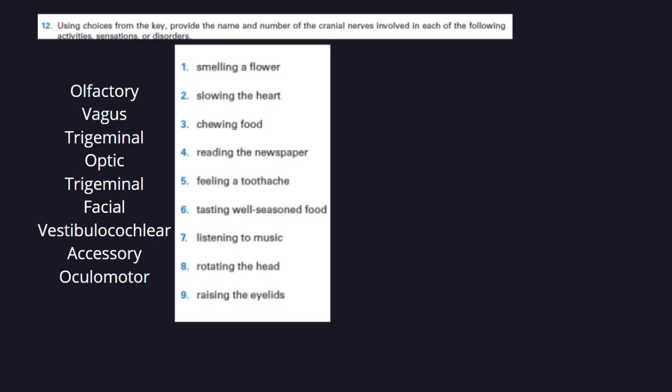Our answer is vestibulonuclear. Number 8, rotating the head. Our answer is accessory. Number 9, raising the eyelids.